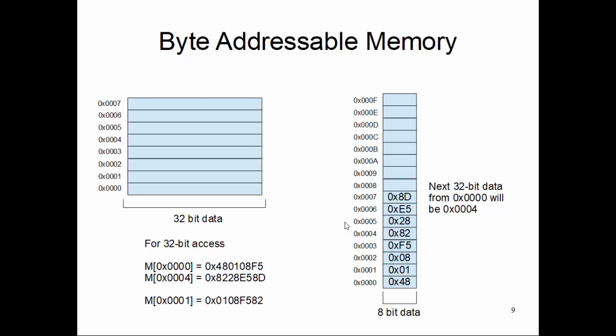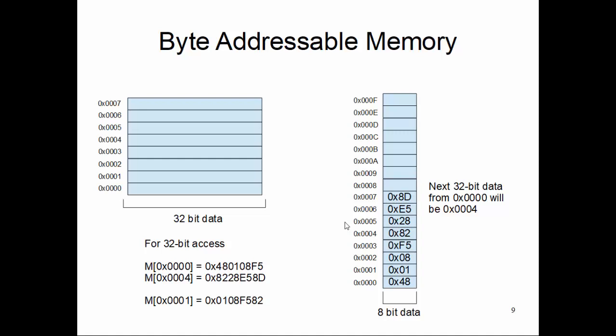Each address points to one single byte. It gives the additional challenge of how we are going to store multi-byte data. Definitely a word is multi-byte data. A word is 4 bytes. A half word is 2 bytes, right? How are we going to access it?